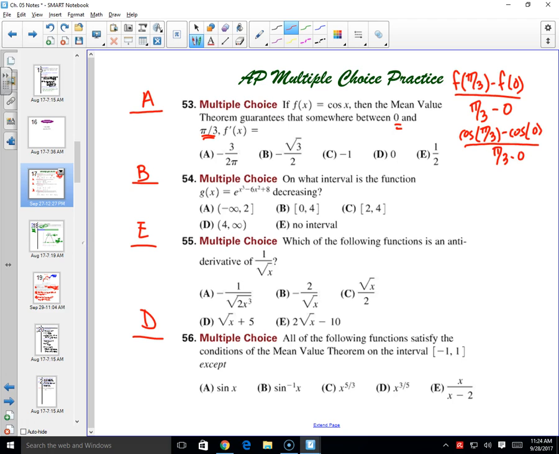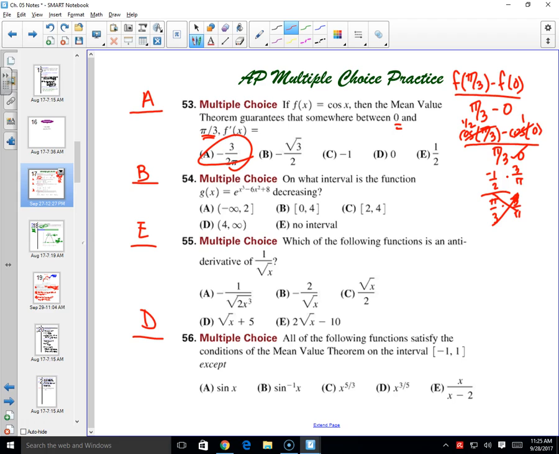So, what is cosine of pi over 3? What's cosine of 0? 1. So I have negative 1/2 all over pi over 3. And then you multiply by 3. Oh, that's great. And then you get negative 3 over 2 pi. Yes?